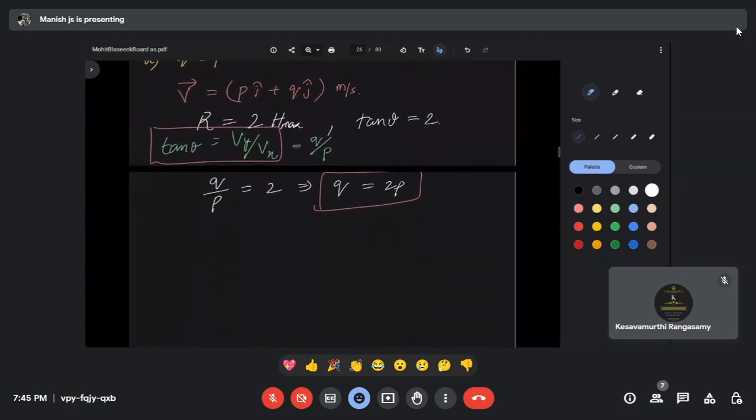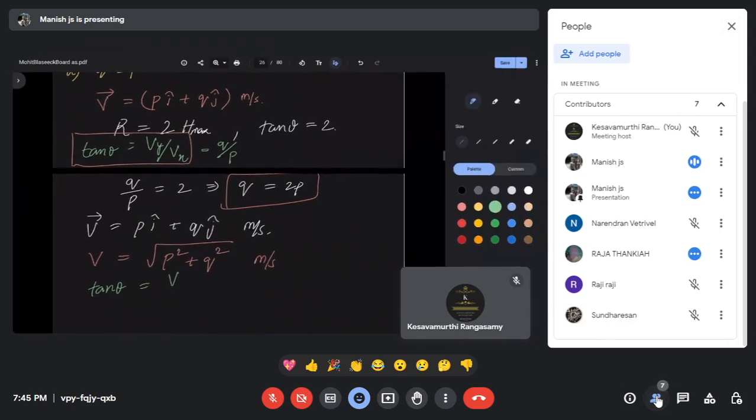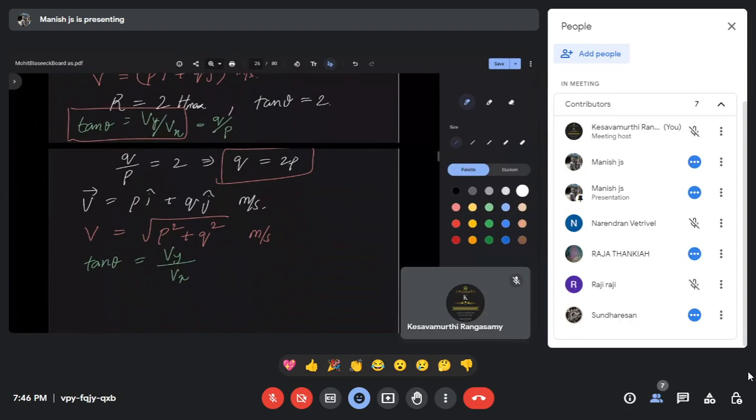You would have learned this. For example, here they have given you v vector is equal to p i cap plus q j cap, in meters per second. So how can I find v here? If v bar is this, what is v, meaning the modulus? Can't you write it as the square root of p square plus q square? So what is the tan theta relation for this? It will be Vy upon Vx, right? That's how you get it.